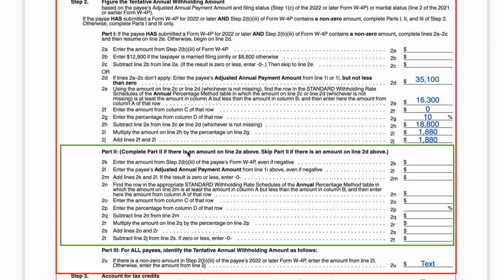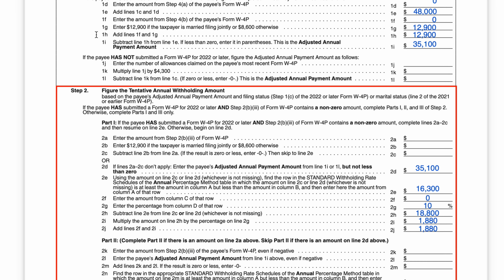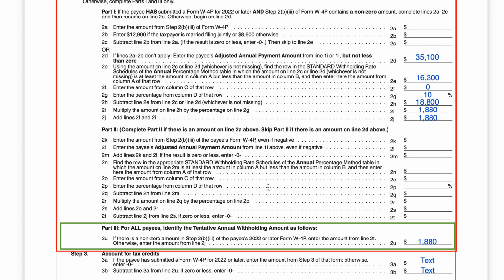So part 2 is highlighted. We would complete part 2 if there was an amount on line 2A above here. And again, line 2A means that there were other annuities or pensions that we need to calculate additional withholding for. Since that doesn't apply in this case, we don't need to complete part 2. We're going to skip down to part 3, where we combine parts 1 and parts 2. Since there's no part 2, we simply carry this number down, 1880.